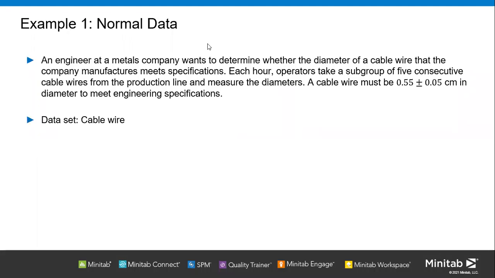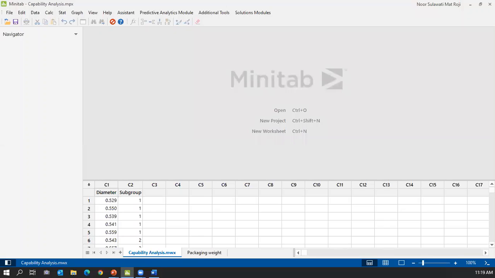The company wants to determine whether the diameter of the cable wire that the company manufactures meets the specification. Each hour, the operator takes a subgroup of 5 consecutive cable wires from the production line and measures the diameter. The specification or tolerance on this diameter is to meet the engineering specification. I think I will go back to the data set to see it.